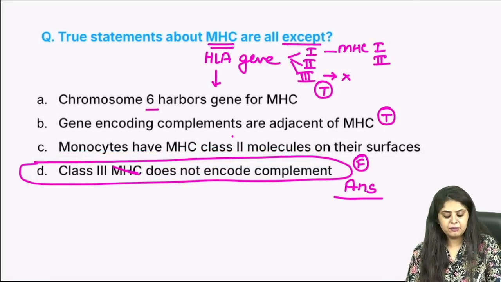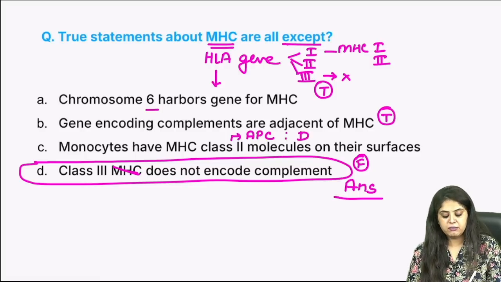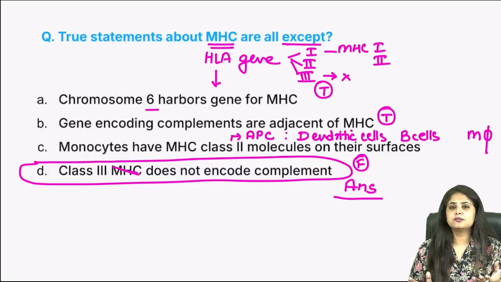Right now you said that MHC class 2 is present on the antigen presenting cells. Which are the 3 main antigen presenting cells? We had learnt it by the mnemonic DBM. So DBM means that number 1 are going to be the dendritic cells. They have MHC2. Then the B cells have MHC2, and the macrophages. Macrophages, the cousin brother is monocyte.